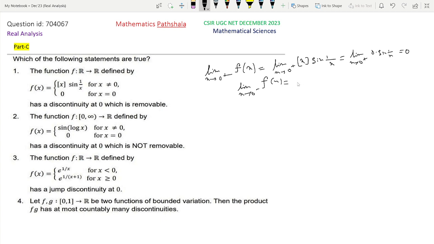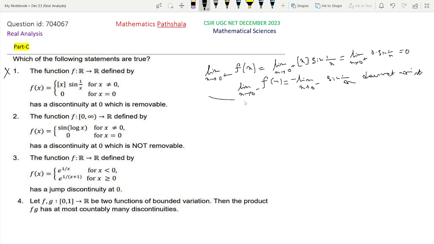And the limit as x tends to 0 minus of f(x) is the limit as x tends to 0 minus. When x tends to 0 minus, |x| is minus x, so it is minus x sin(1/x), and it does not exist. As the limit as x tends to 0 minus of f(x) does not exist, f cannot have a discontinuity at 0 which is removable. So option 1 is not the correct option.